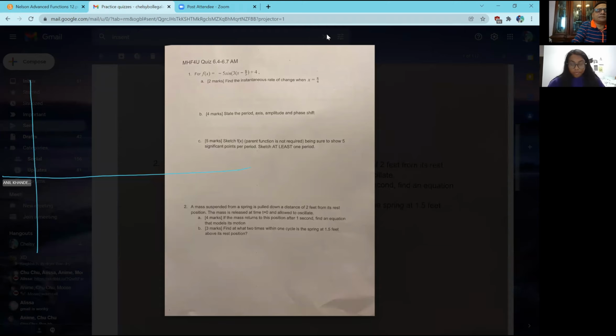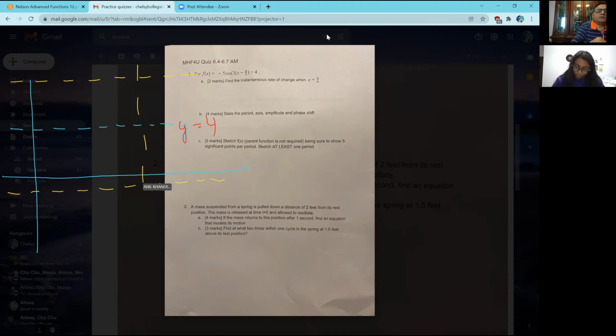So we have the axis at y equals to 4, right? And maximum value is 5 above and 5 below. So let's say this is 5 above, and 5 below will bring it to minus 1. Is it okay? And we'll divide this into 4 equal parts.